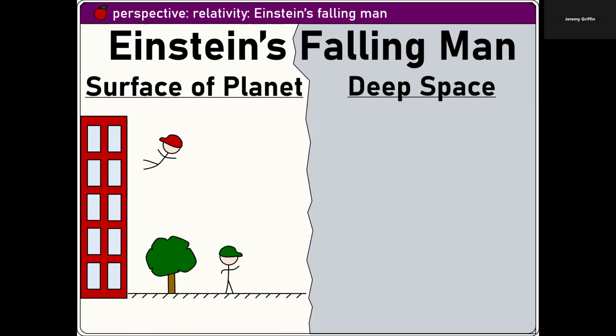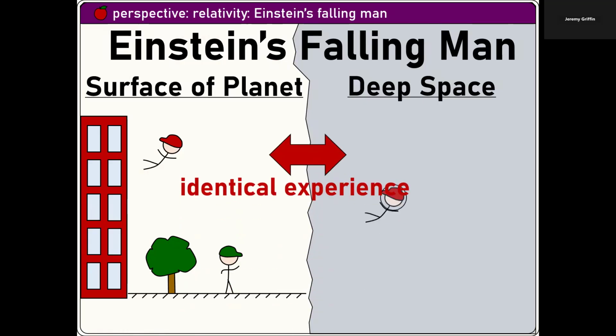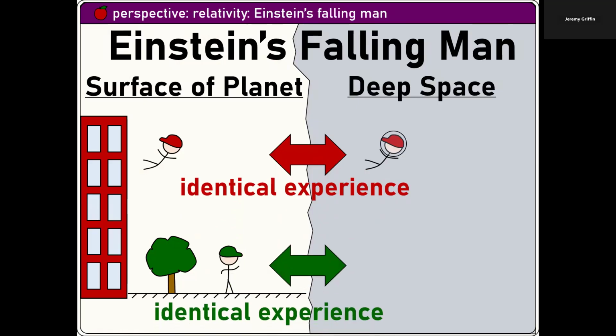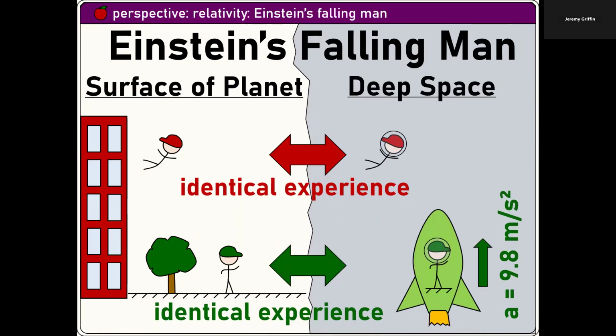Okay, we've got general relativity. This is the other half of the relativity story. Einstein was thinking about this falling man and said that would be identical to being in deep space. Or if you're standing on the ground, that really is identical to being in a rocket accelerating forward. There's no way to distinguish in your local environment between those two scenarios, which made him think about gravity a little bit differently.